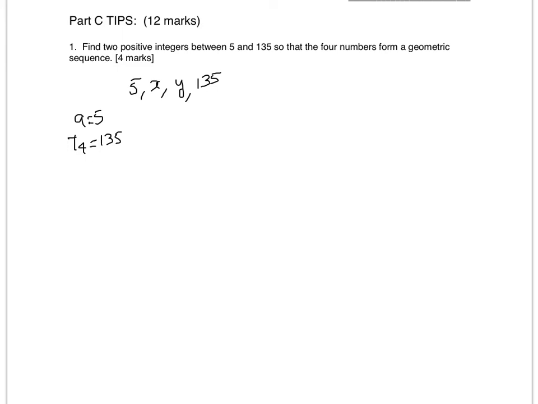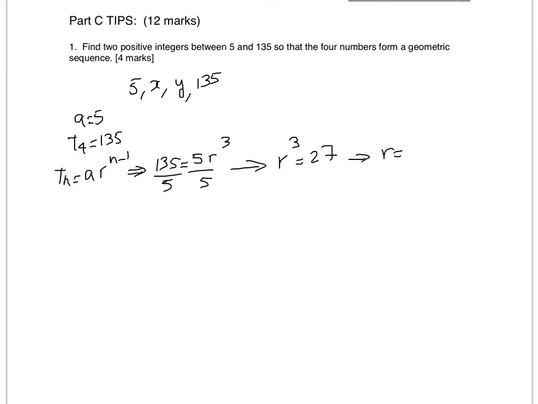We know that also this is a geometric sequence. So Tn by definition is a r exponent n minus 1. Now T4 is 135, is a, which is 5, times r. We don't know what r is. Exponent n minus 1. Since this is the fourth term, it's 4 minus 1, which is 3. Now I'm going to divide both sides by 5. So I get r cubed is 27. Now, taking the cube root of both sides, I get that r is equal to 3.